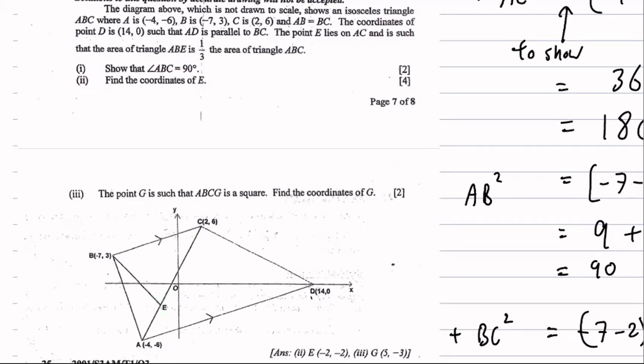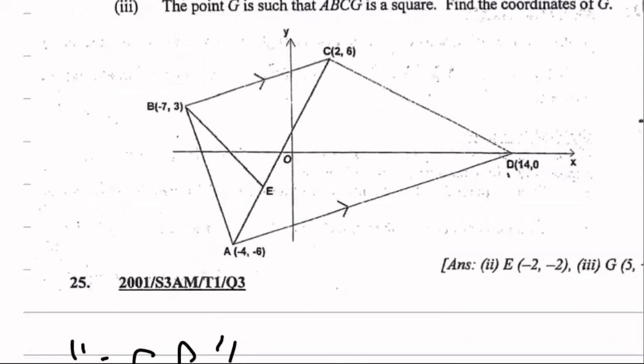Okay, 1/3. So in this case, what do you notice about these two triangles? They share the same height. So that means that the ratio of their areas is really the same as the ratio of their lengths. What length? Base. So AE over AC is 1 to 3.